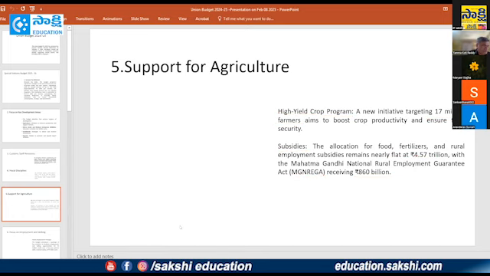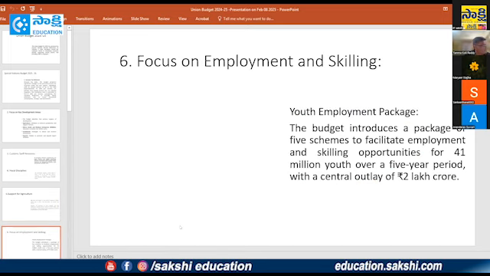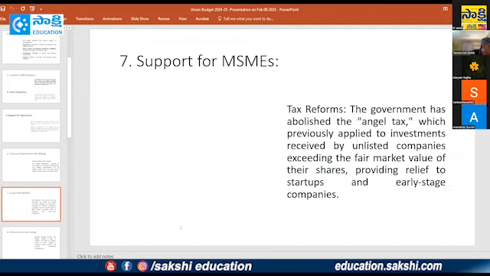860 billion rupees. If we see employment and skills, this budget also gave more emphasis on employment, how to generate extra employment and how to enhance the skills of the workforce. Then you see here a youth employment package is also given. The budget introduces a package of 5 schemes to facilitate employment and skilling opportunities for 41 million youth over a 5-year period. That is a really wonderful provision with a central outlay of 2 lakh crore. That means this is one special economic feature of the budget.